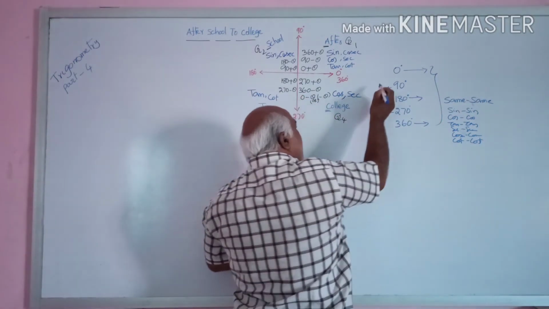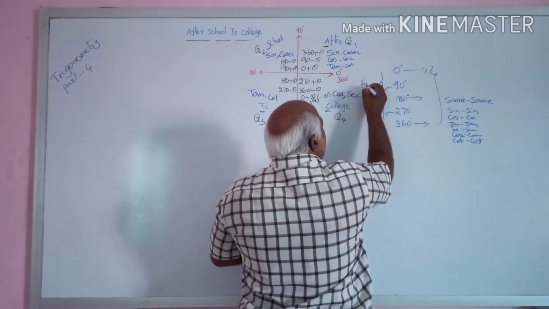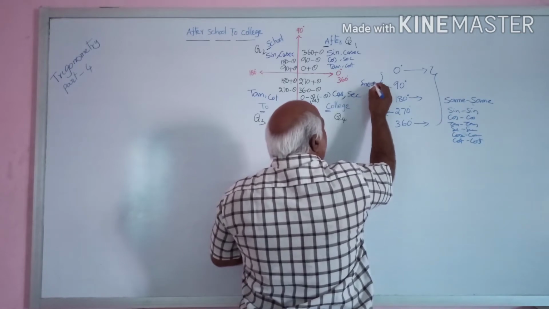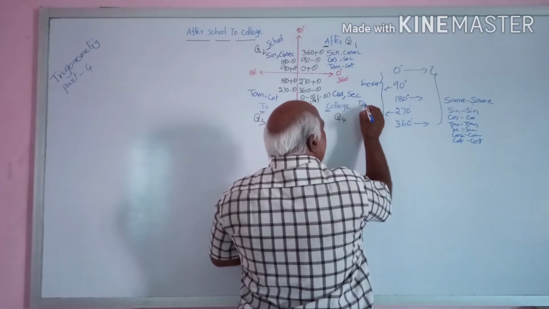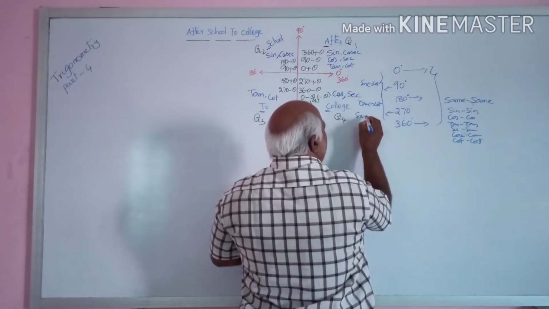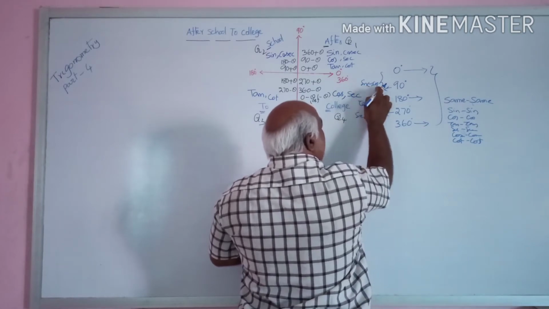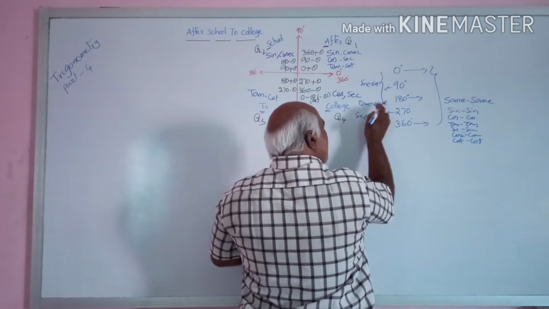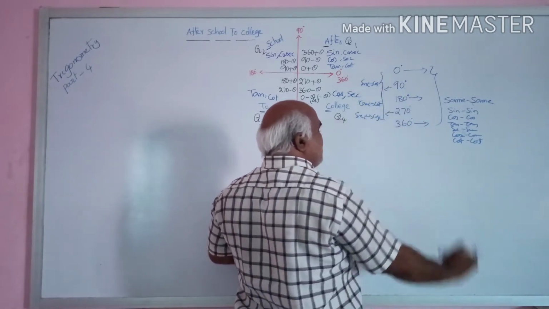Come to the 90 and 270. For sine, you can write cosine. For tan, you can write cot. For secant, you can write cosecant. Sine to cos, cos to sine. Tan to cot, cot to tan. Secant to cosecant, cosecant to secant. This you have to remember.